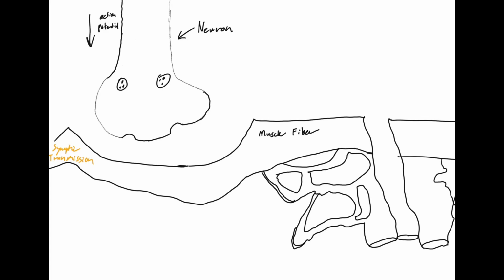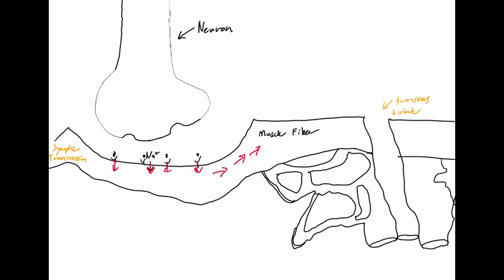Step 1 in the excitation-contraction coupling is the ACh from the motor neuron being released in the synaptic cleft and binding to the receptors on the muscle. This depolarizes the membrane, and then this depolarization is propagated down the T-tubule, which leads outside of the muscle fiber and into the sarcoplasmic reticulum.